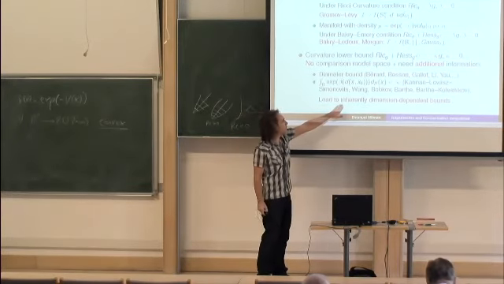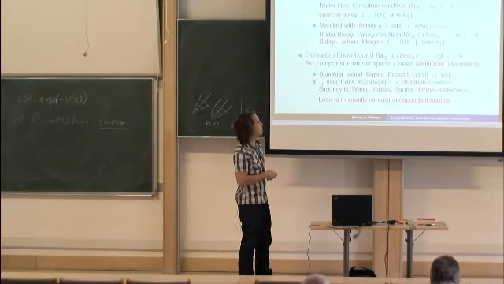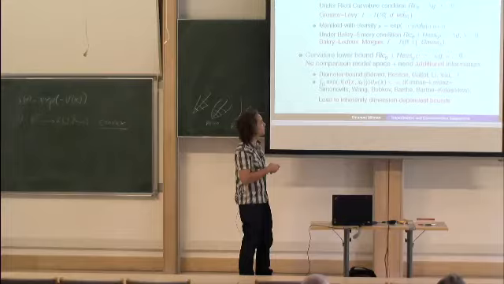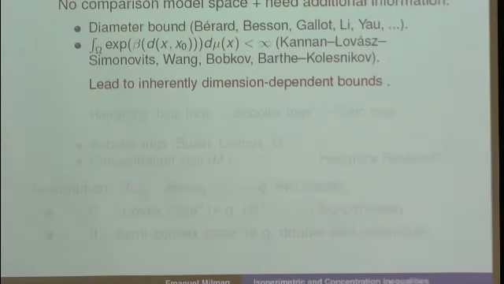It's inherent because it's not hard to show that under this curvature lower bound and some reasonable assumption, the distance of a typical point x from a fixed point x naught will always be dimension dependent. So if that's your data, anything depending on this parameter will also be dimension dependent. There's just no way to avoid that. Okay? So this is inherent in these types of assumptions.